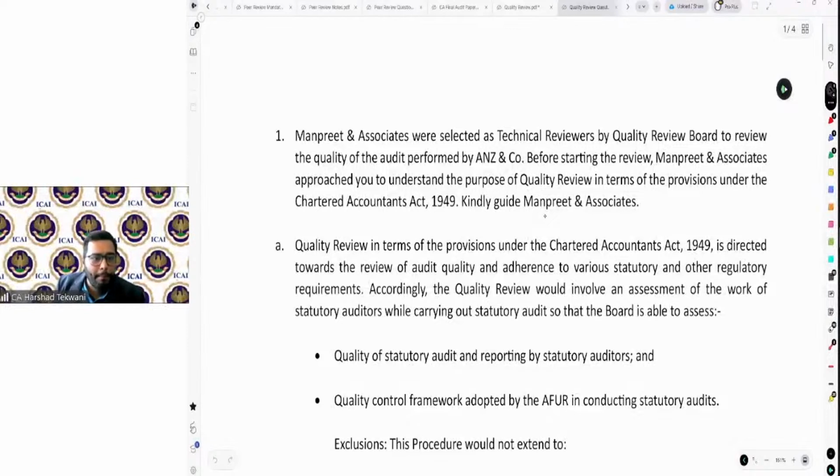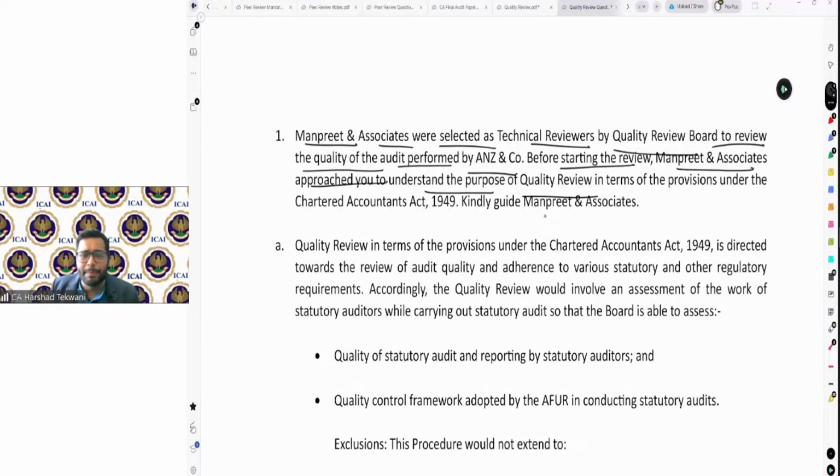First question. Manpreet and Associates were selected as technical reviewer by the quality review board to review the quality of audit performed by ANZ and Company. Before starting the review, Manpreet and Associates approach you to understand the purpose of quality review in terms of the provisions under the Chartered Accountants Act. Kindly guide Manpreet and Associates. So they want to understand the purpose of quality review in terms of the provisions.